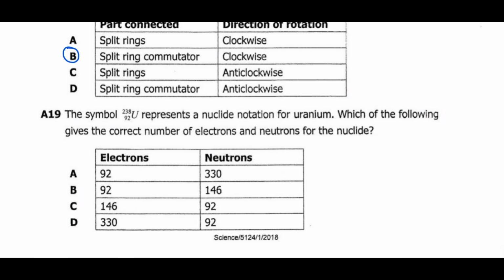Then 19, the symbol U-238-92 represents a nuclear notation for uranium. Which of the following gives the correct number of electrons and neutrons? For electrons, we just get the atomic number. So there are 92 electrons. For neutrons, you get the mass number, which is 238, and subtract 92. So 238 minus 92, I'm getting 146. So this means that there are 146 neutrons. So the answer is B.